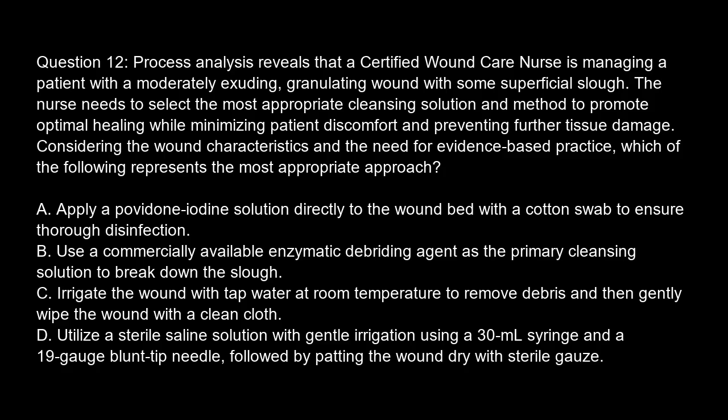Option A. Apply a povidone iodine solution directly to the wound bed with a cotton swab to ensure thorough disinfection. Option B. Use a commercially available enzymatic debriding agent as the primary cleansing solution to break down the slough. Option C. Irrigate the wound with tap water at room temperature to remove debris and then gently wipe the wound with a clean cloth. Option D. Utilize a sterile saline solution with gentle irrigation using a 30 ml syringe and a 19-gauge blunt tip needle, followed by patting the wound dry with sterile gauze.